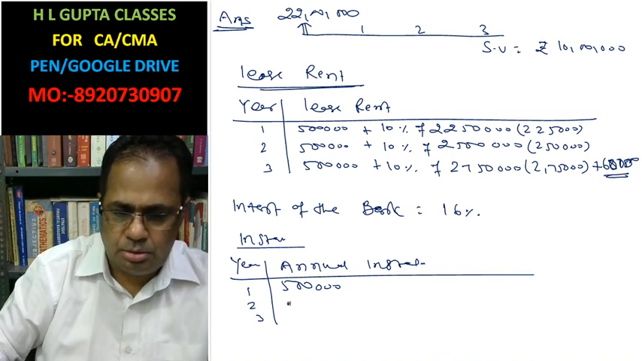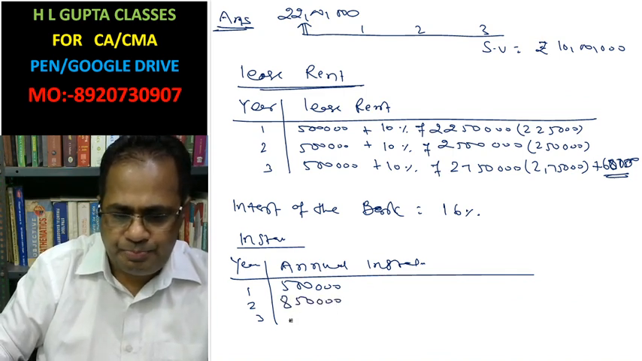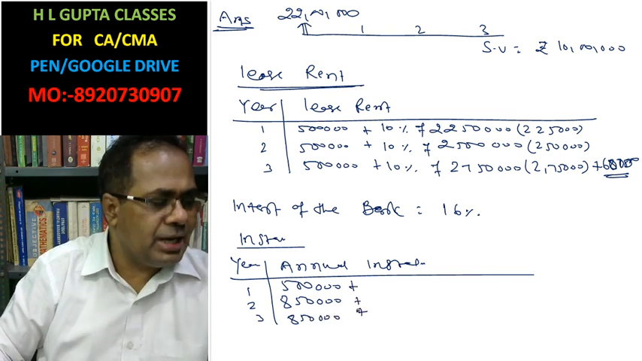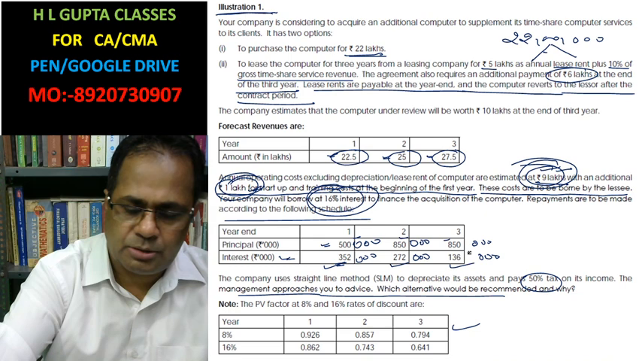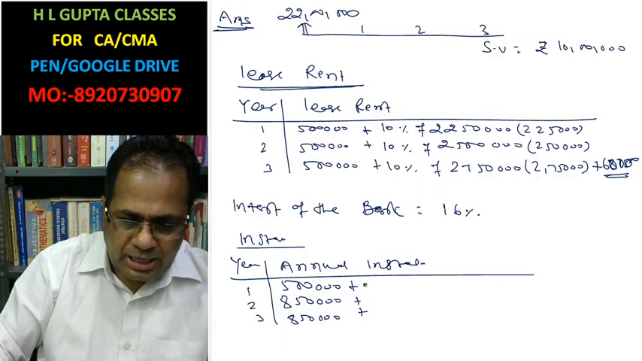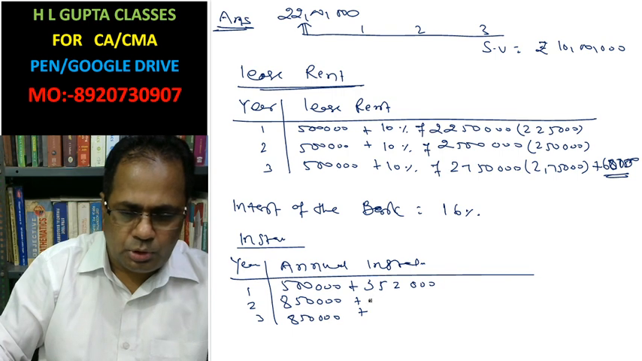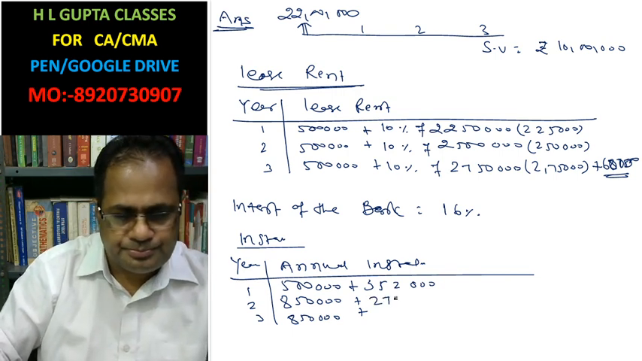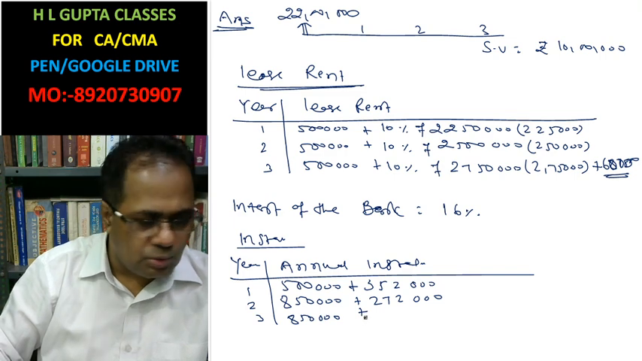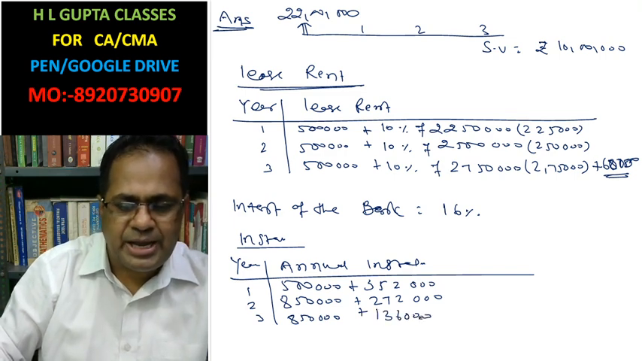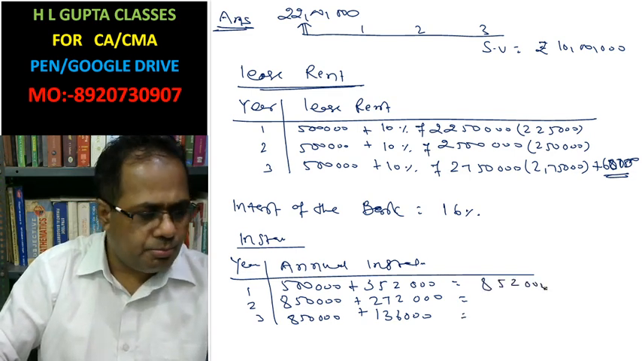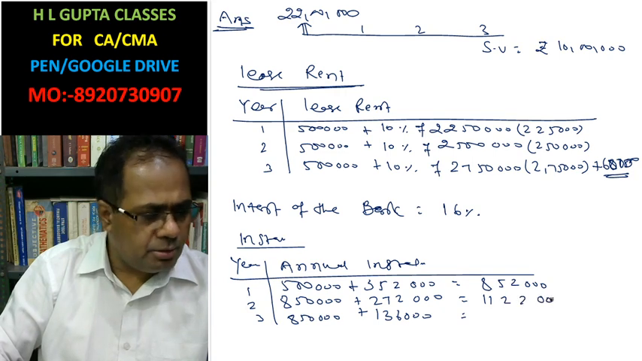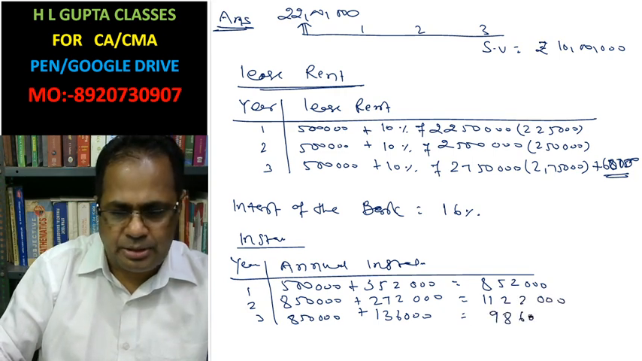5 lakh, 8 lakh 50,000, 8 lakh 50,000. Plus interest you are going to pay 3 lakh 52,000, 2 lakh 72,000, 1 lakh 36,000. That is the annual installment you have to pay: 8 lakh 52,000, 11 lakh 22,000, 9 lakh 86,000, 9 lakh 86,000.